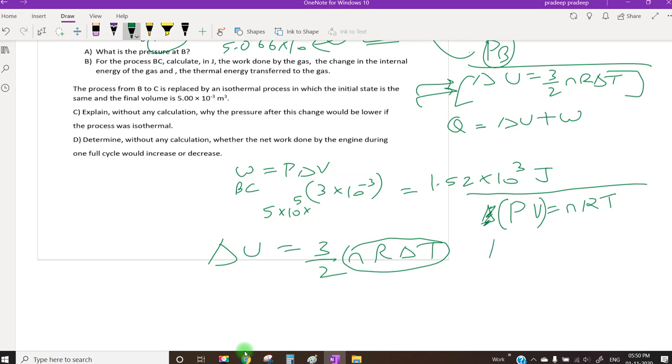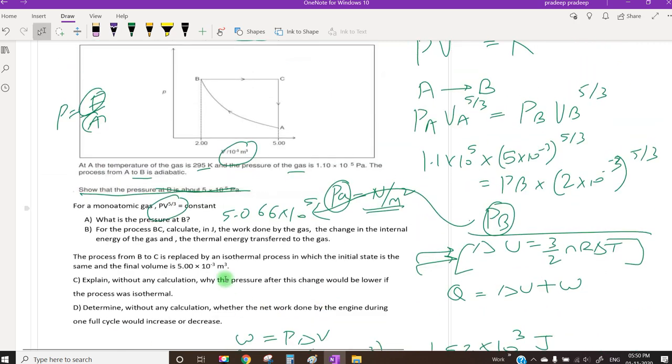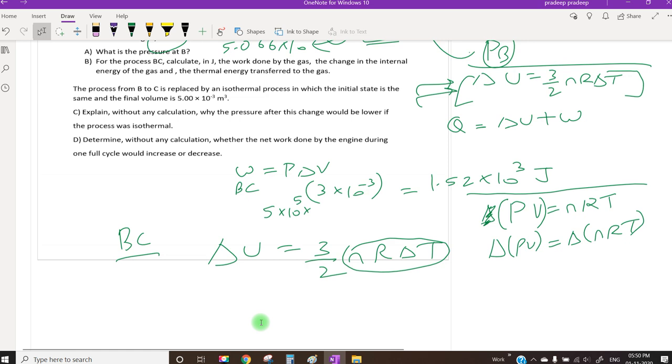Okay, let me write it here. So delta PV is equal to delta nRT. Now whatever the constant is within the equation, that will come out of the delta. So for the process BC, we can check that it is an isobaric process, which means same pressure. So in BC, the pressure remains constant, so this pressure can come out. So we can write P delta V. And on the right hand side, the number of moles and R, both of them are constant, that can also come out. So we can write P delta V is equal to nR delta T.